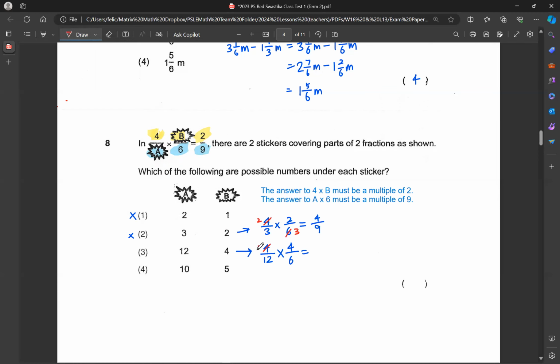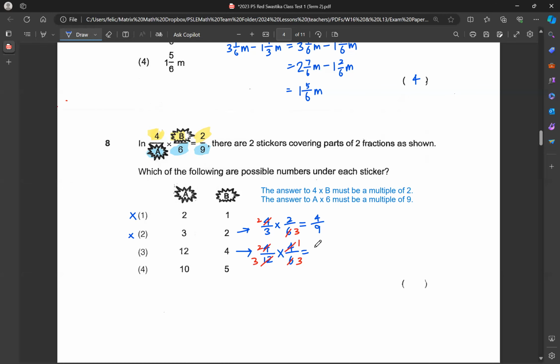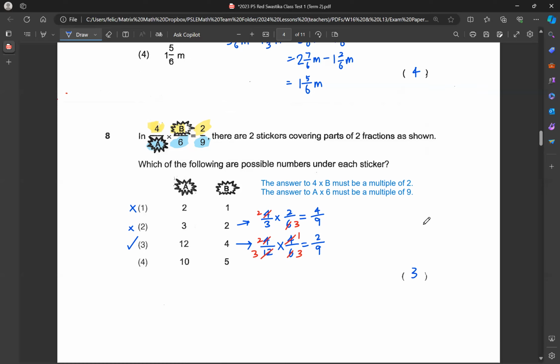So 4 and 6 cancel, divide by 2 away. 4 and 12 can divide by 4, like that. Okay, so if you simplify this is 2. 3 times 3 is 9. So you see, option 3 is the correct answer. So you don't even need to test out option 4. But if you would like to go on to test out option 4 just in case, please just do it. It's fine. All right.